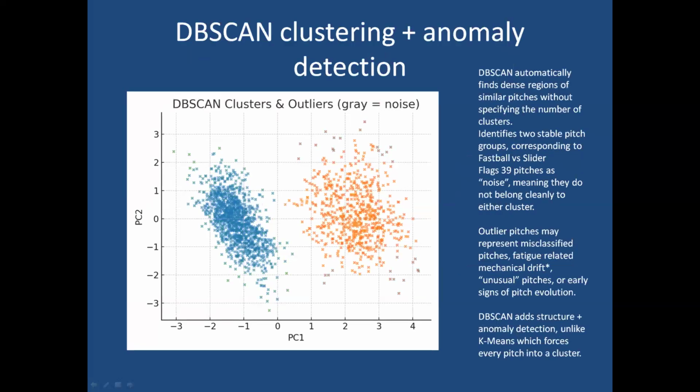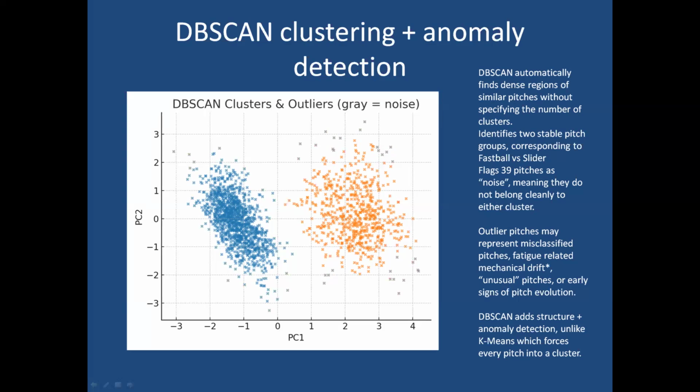Next up was the DBSCAN. DBSCAN is finding the dense clusters without specifying K. K-means would force every pitch into a cluster. DBSCAN does the opposite, grouping only the dense, consistent regions and treating the irregular pitches as noise. In this case, about 40 outlier pitches, and those could be any number of things.